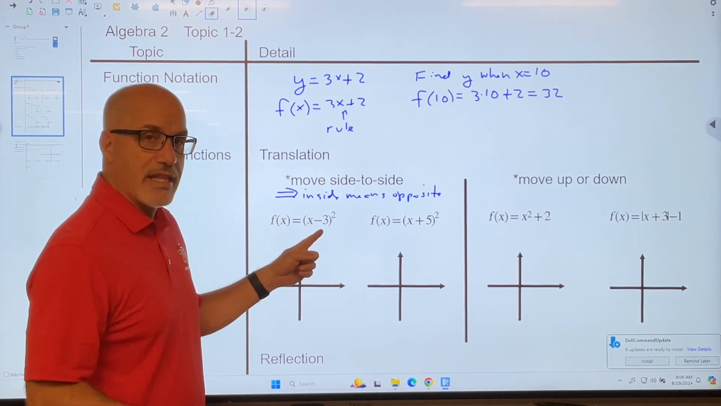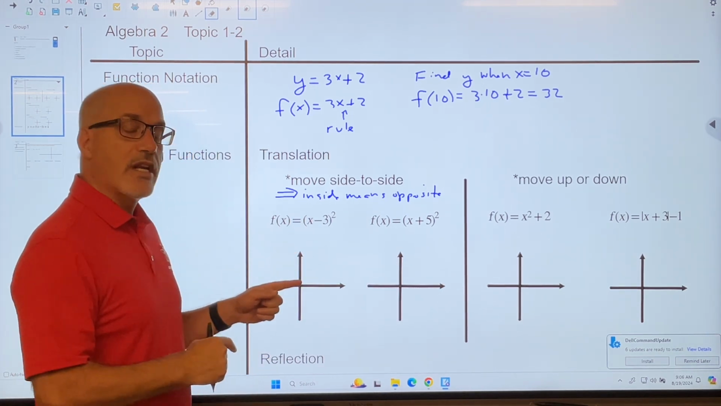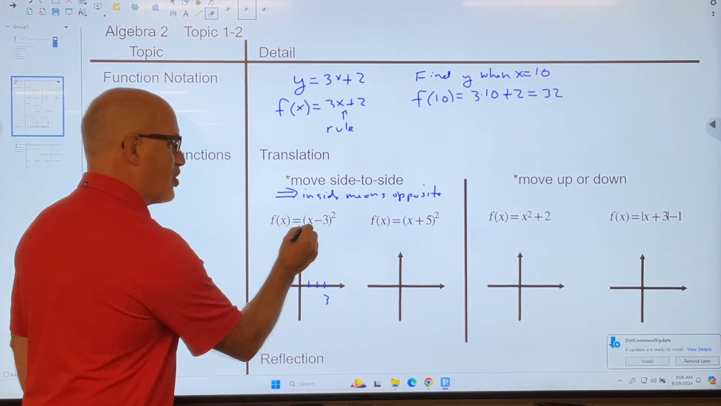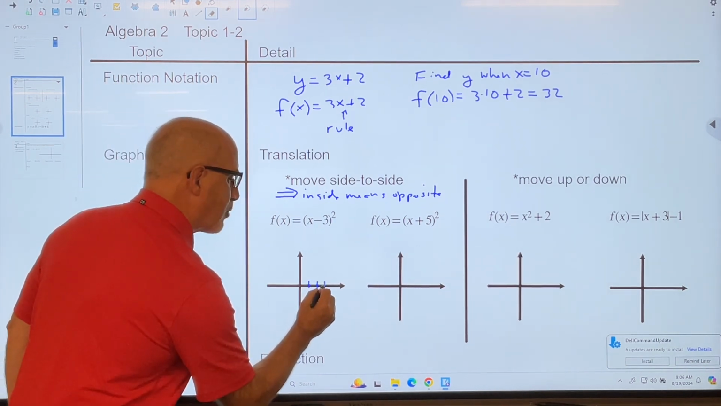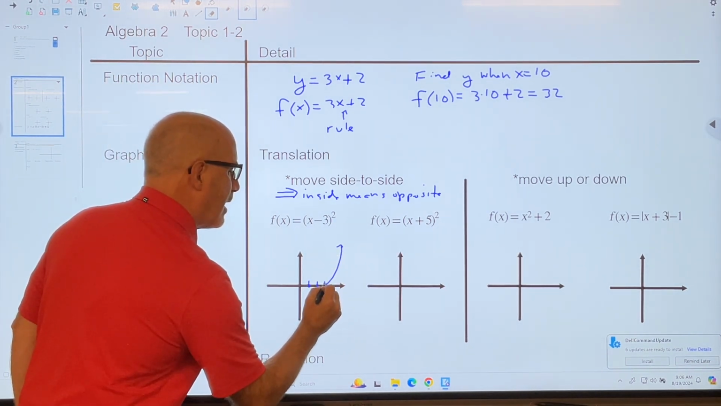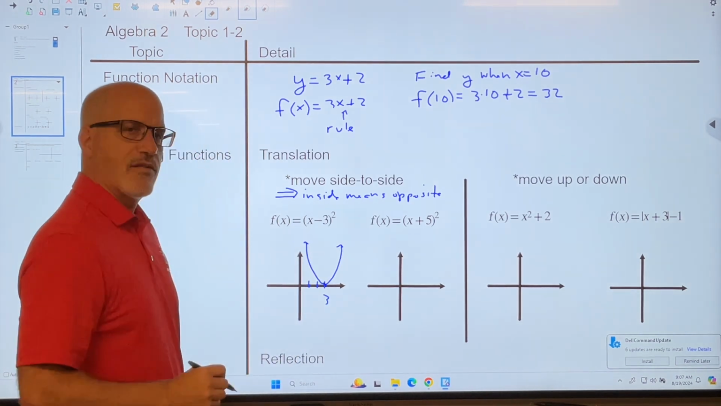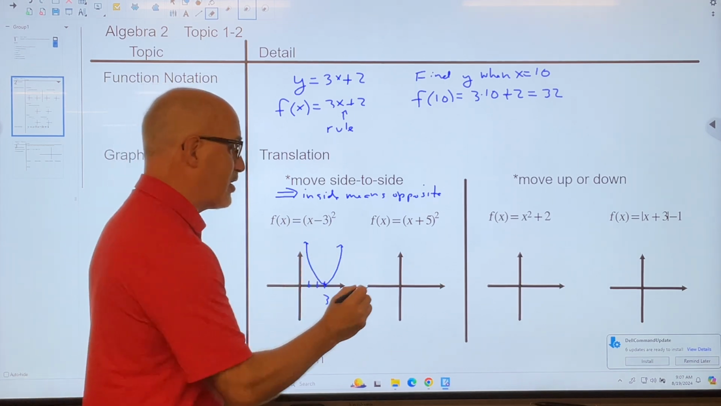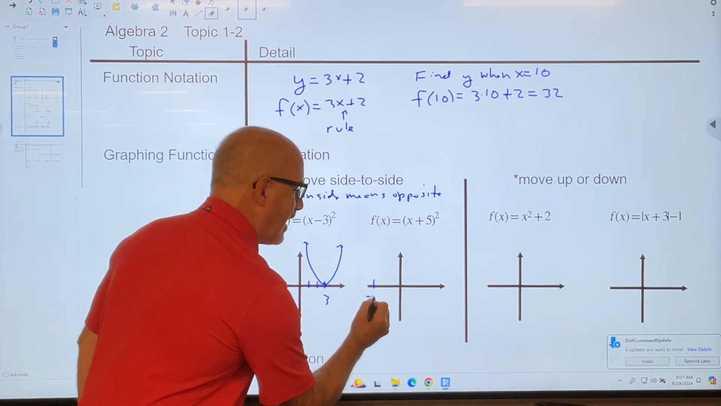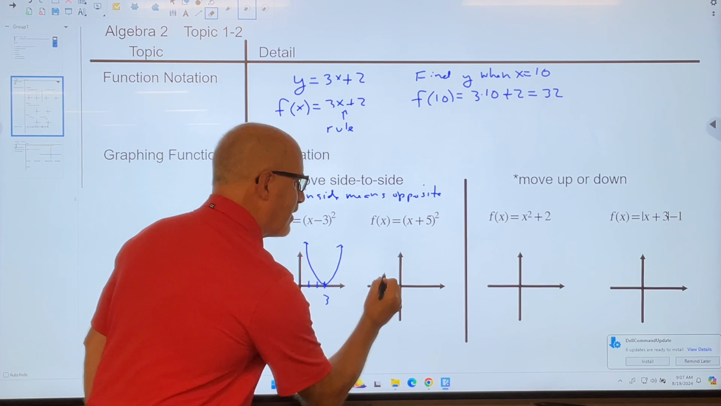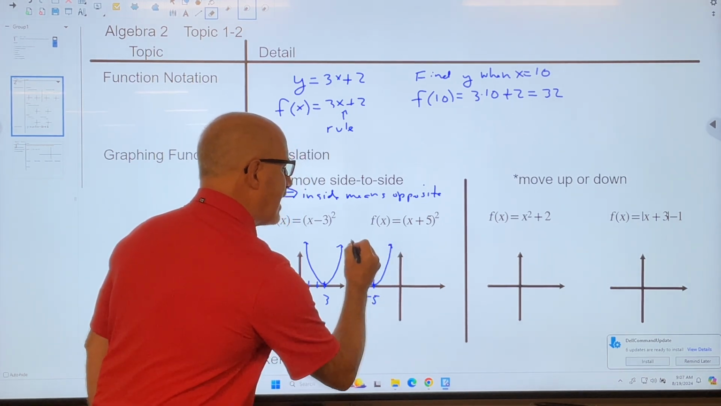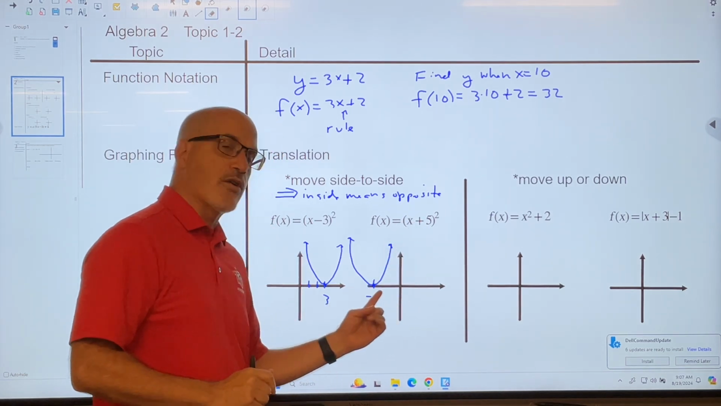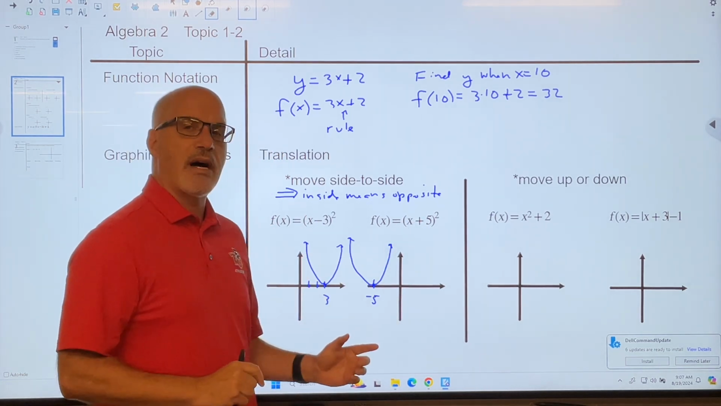Now, a minus 3 on the inside with the x, we're going to move to a positive 3. So we're going to go over here to positive 3. The shape of a squared equation is a parabola, so it's just going to be a parabola over here at positive 3. Notice that with this x plus 5, we want to go in the opposite direction, so we go out here to negative 5 and draw the parabola there. So it moves it side to side, but you have to remember it goes in the opposite of what you would expect. A plus 5 goes to negative 5, a negative 3 goes to a positive 3.